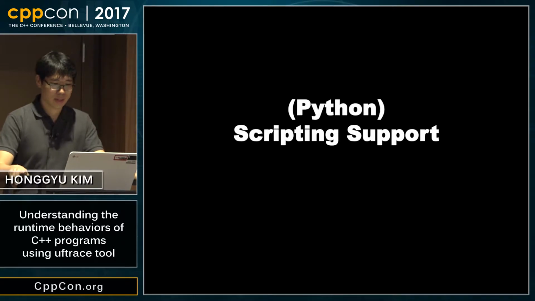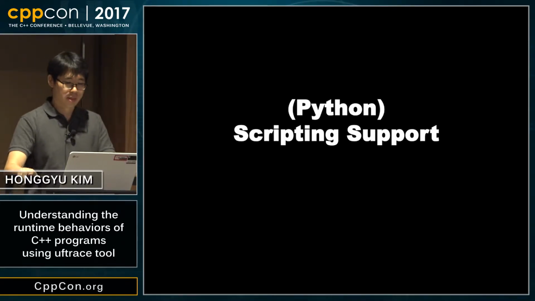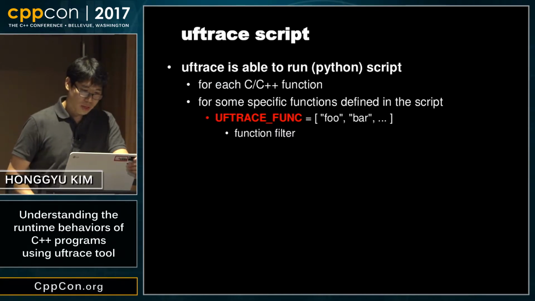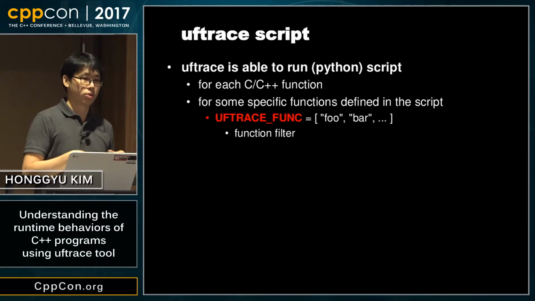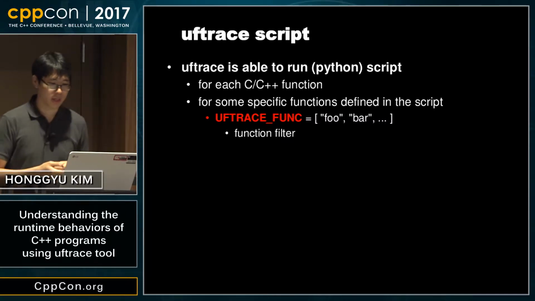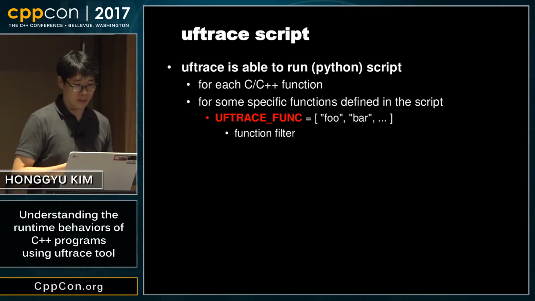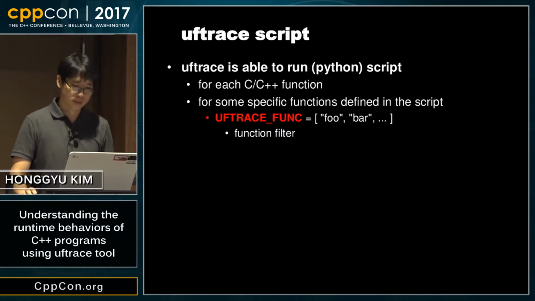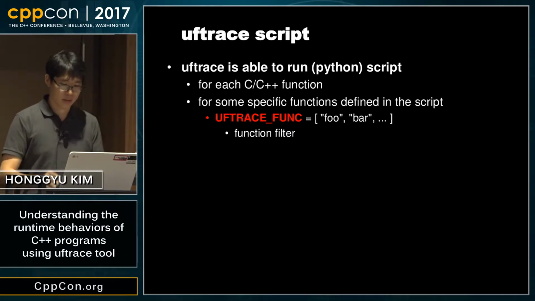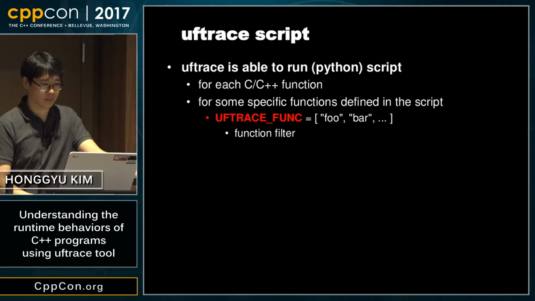Okay, the next one is that we recently added the Python scripting feature. So now uftrace is able to run some Python script. So whenever the function is entered, you can run some specific Python script, or whenever the function is returned, you can also run it. But to reduce the performance overhead, in Python script there is the data, and then you can list up some of the functions you specify. Whenever these specified functions are executed, the Python scripts are invoked. Except that, it doesn't call the Python script. It's called the function filter.